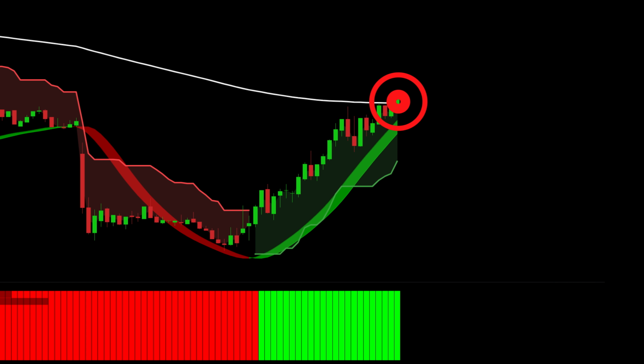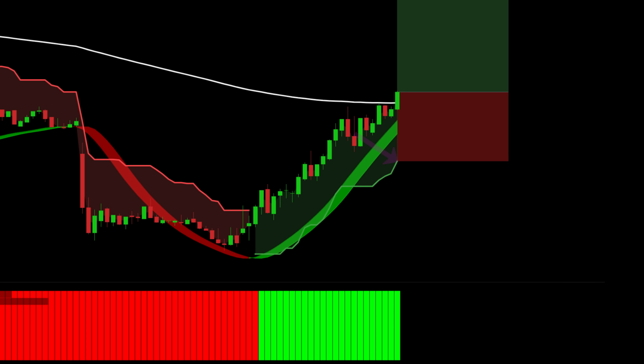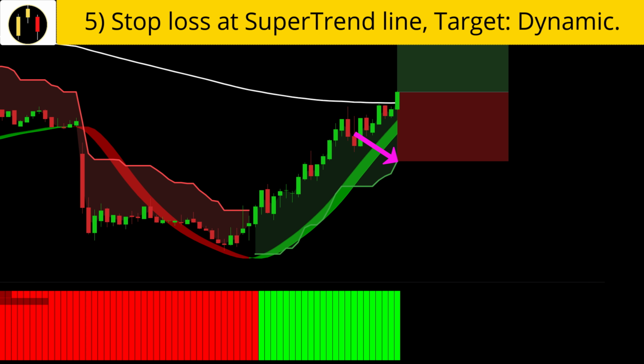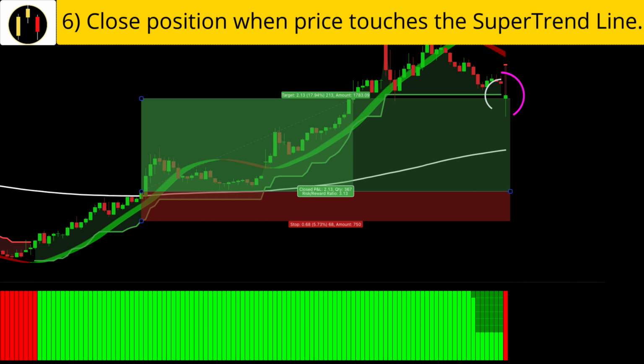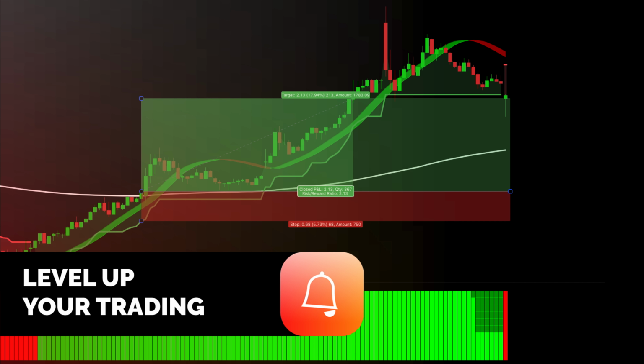Our rules are met when this candle closes. That is our trigger candle. We place the stop at the Supertrend line and the target is dynamic. The trade is closed when price touches the Supertrend line for a gain of over 3 times risk.